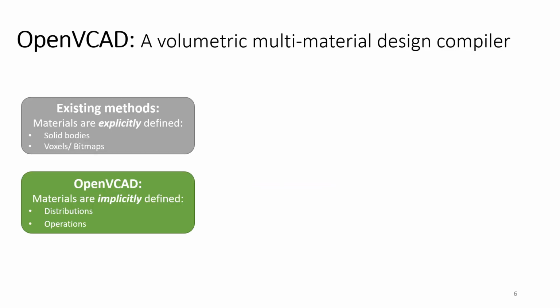So our solution is called OpenVCAD. We call it a volumetric multi-material design compiler. So where existing methods define materials explicitly, so through those solid bodies or maybe as voxels or bitmaps, OpenVCAD instead defines things implicitly. So we use distributions and operations to build objects in a sort of compiled way to better express the complex material relationships inside. So really, OpenVCAD acts like a blueprint for multi-material designs.